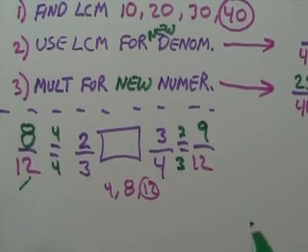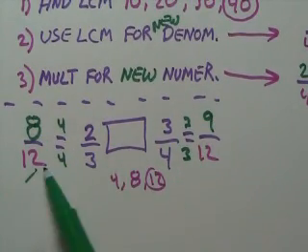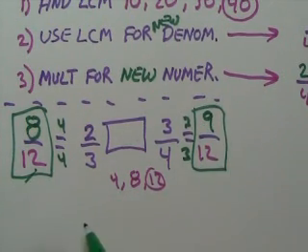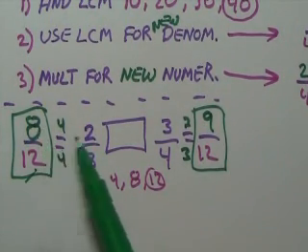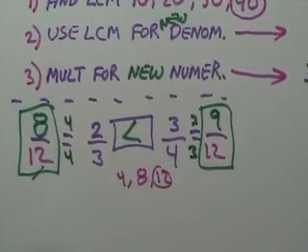Alright, so now I compare the two. I have 8 and 9. See, the denominators are the same. So you're comparing 8 and 9. So if I compare those, 8 is less than. And that's how we do that.